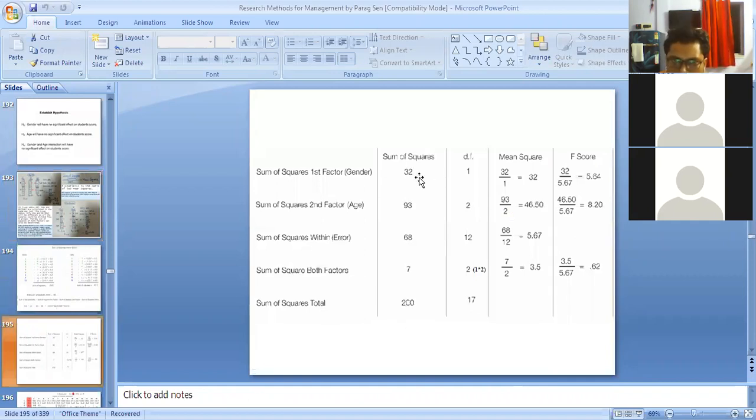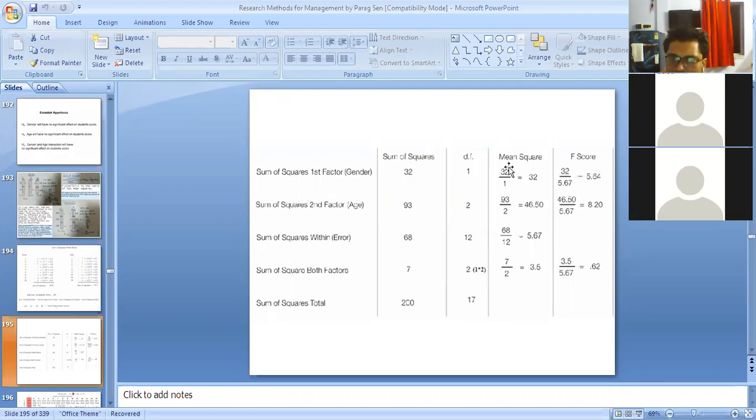So if you do 32 plus 93 plus 68, you sum it up, then you subtract it from 200, you will get 7. You know that the total sum of square is 17. So 12 plus 2 plus 1, okay, 14 plus 15. So 17 minus 15 will be 2.